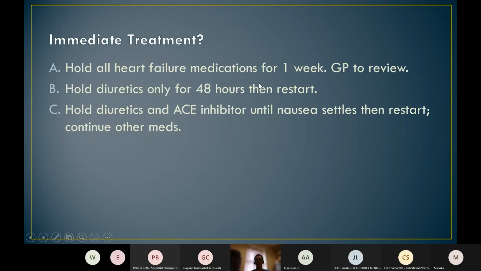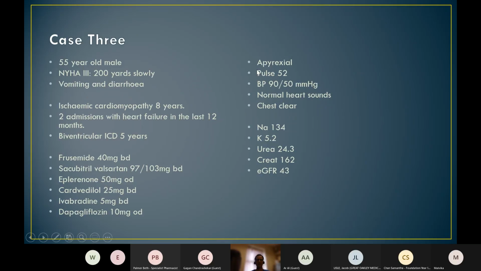But if you just hold the diuretics, maybe that's not going to be enough to keep his kidneys perfused, and he's going to get progressive renal failure. So it's a difficult decision, and it has to be based on all the combination of things. But I would be thinking about potentially holding the eplerenone and the frusemide, possibly halving the sacubitril valsartan. I'd be less inclined to adjust the carvedilol, and the ivabradine won't be dropping blood pressure. That would just be slowing his heart down.